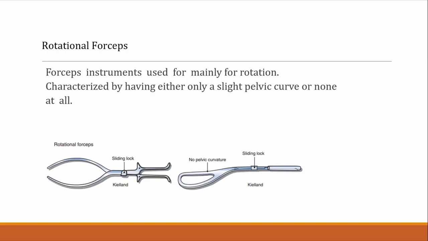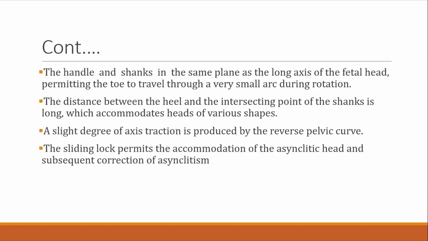there are additional forceps, where a slight degree of axis traction is produced by a reverse pelvic curve, and the lock is sliding, and the shanks are longer. It's the Barton shape. So based on the function we want, forceps are updated and designed in different forms. That's why there are around 700 types of forceps in the world.